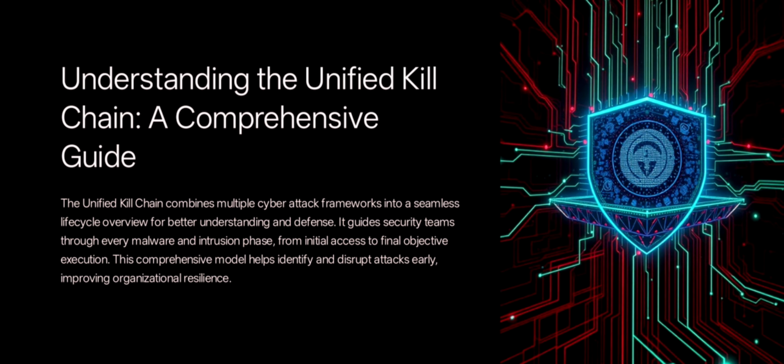Challenges and criticisms. While powerful, the unified kill chain is not without critiques. Complexity. The 18-phase structure may be overwhelming for smaller organizations or teams lacking mature cybersecurity programs. Dynamic threats. Attackers are increasingly agile, employing AI, polymorphic malware, and living off-the-land techniques that challenge rigid frameworks.